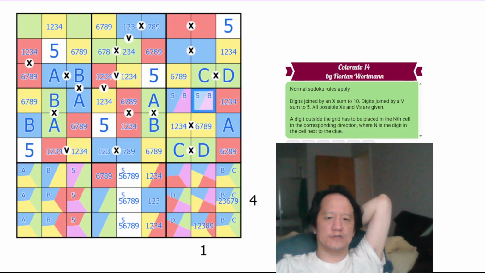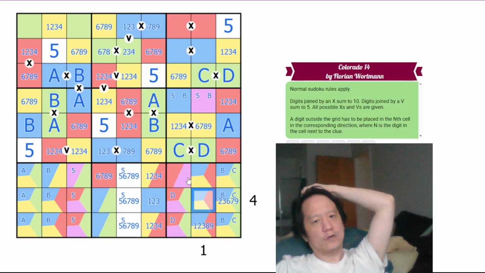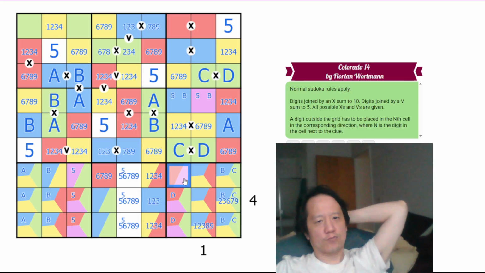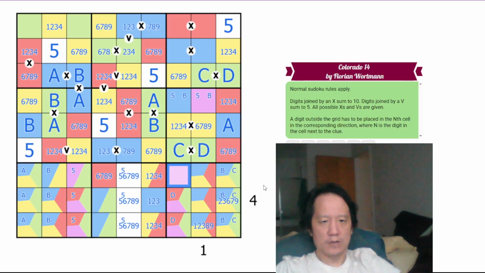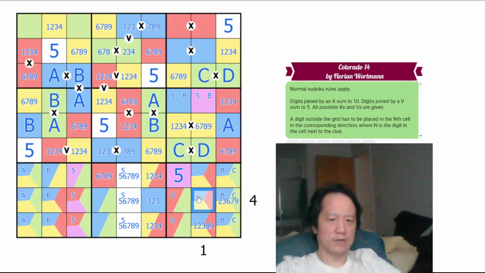What happens if this is 5? That means none of these are pink. None of these could be blue. You have red or pink here. That's interesting. If it's red, huh? It couldn't be red, because if it's red, these would have to add up to 5 and there would be a V in between. So this would have to be pink. So this is 5. This is not pink. One of these two is red.